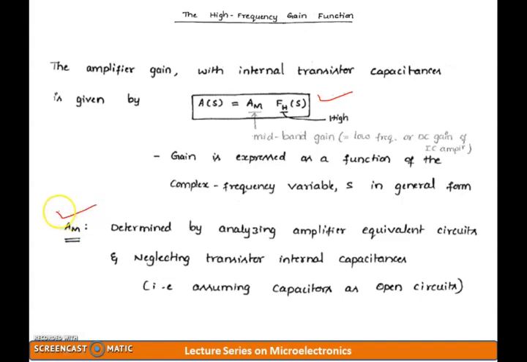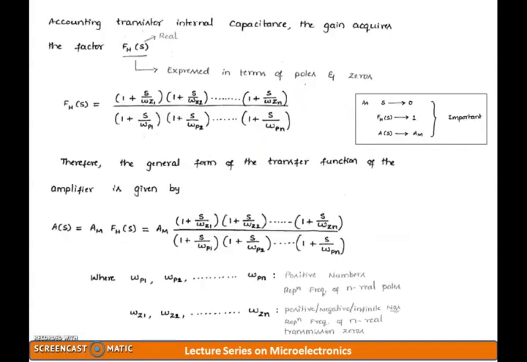I can use any technique, either its T equivalent circuit or its small signal equivalent circuit, to find the AM. But the point is, how do I determine the FH? Now, according to the transistor internal capacitance, the gain acquires the factor FH of S, definitely. So when I talk of the transistor's internal capacitance, then FH of S will come into the picture.